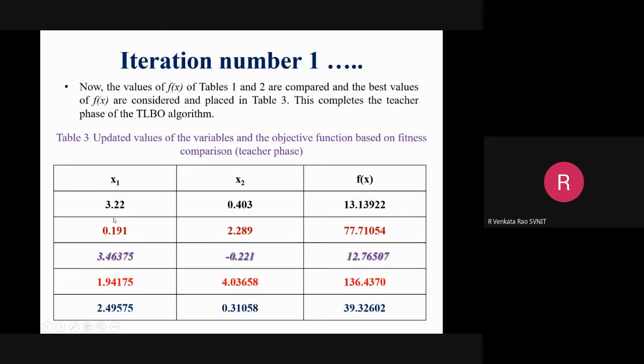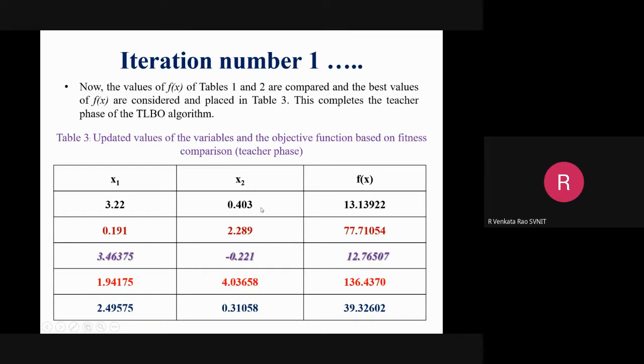That is why, when I calculate the new value of x1 for learner 1, I take the old value 3.22 plus random number multiplied by, in brackets, 3.22 minus 0.191. Whichever value comes, I take it as the new value of x1 for learner 1. And similarly, the new value of x2 for learner 1.